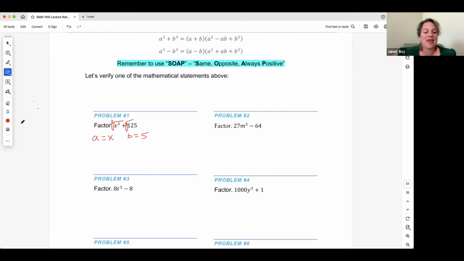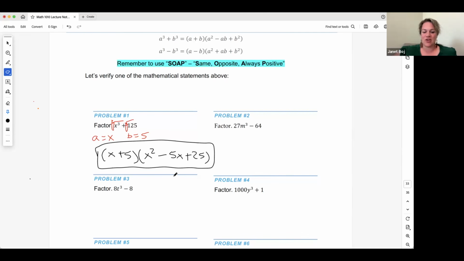Once you know your a and b, you just plug it in to your formula, which you have memorized. So you can see it here, but for your exams, you'll need to know this. I have x, same sign, plus 5, times x squared, so same, opposite, like you can see here, same, opposite, and then ab, so 5x, and then always positive, plus b squared, 25. That's it, you're done. You have factored that sum of cubes.